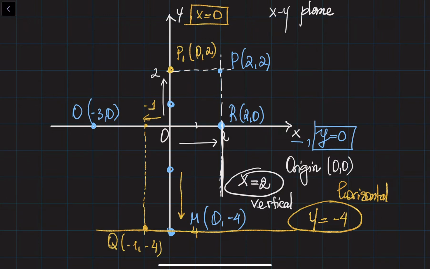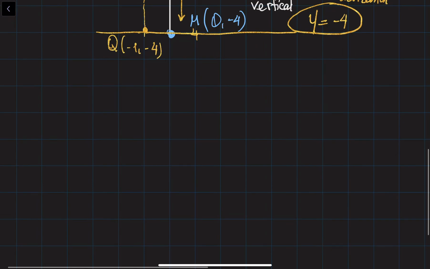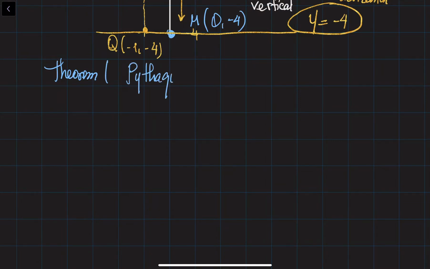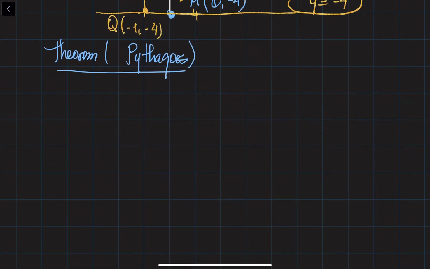So now let's define the distance between two points. And before defining the distance between the points, I would like to point out an important theorem from geometry called the Pythagoras theorem. It's about triangles with a right angle.